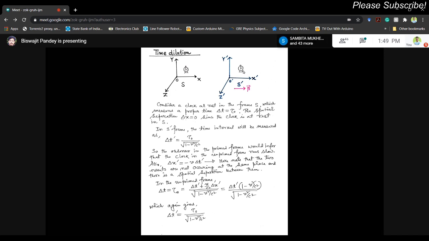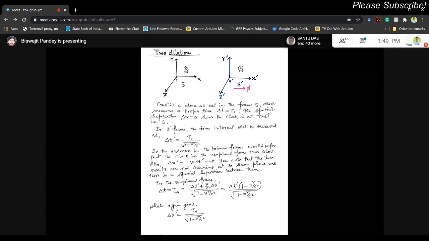So this is symmetrical. What I'm trying to say here is that these two equations are coming from two different transformations. I have taken only one example where the clock is at rest in the S frame. You can do it yourself. You can keep a clock here at rest and try to find out what the conclusion is.